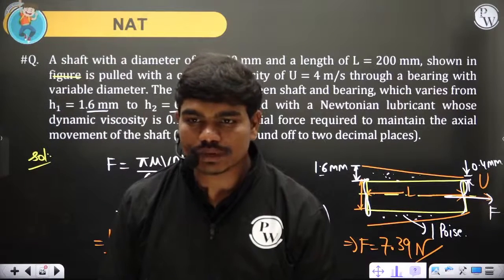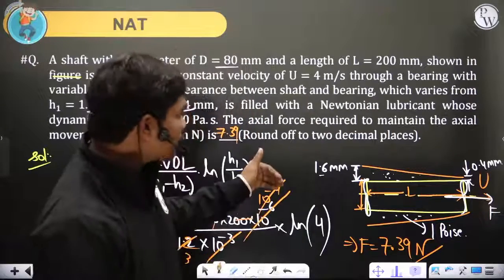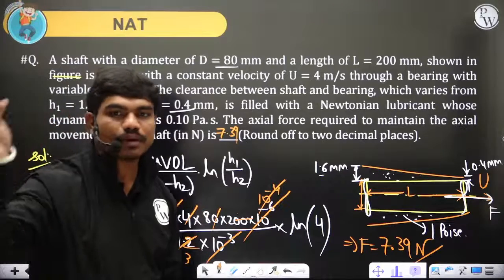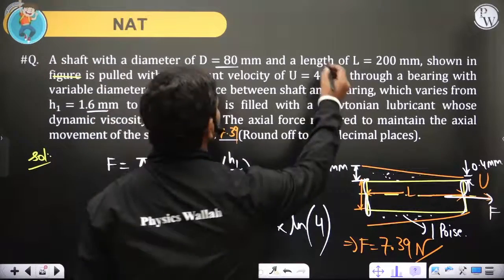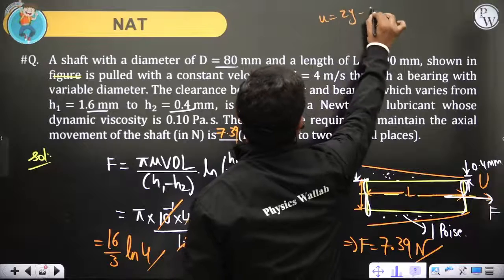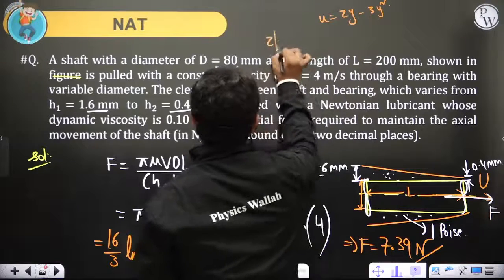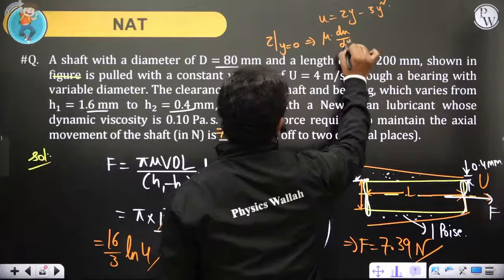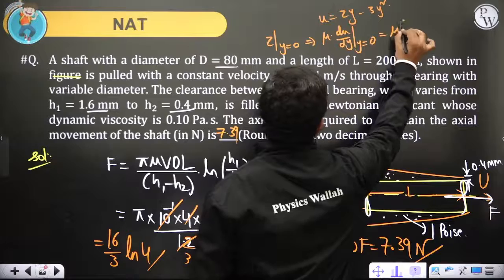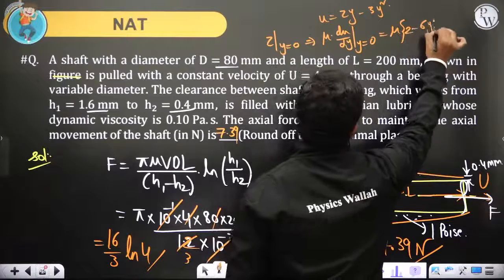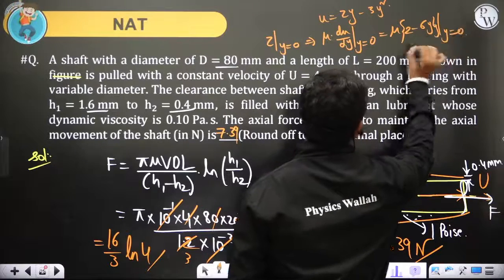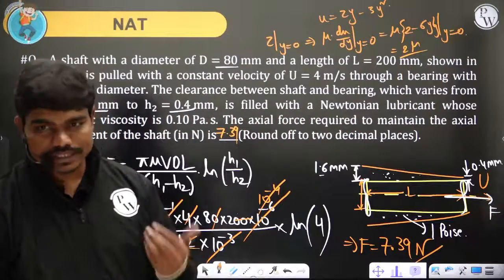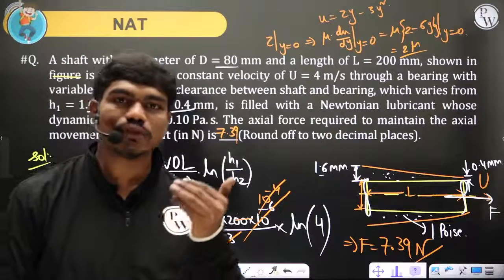If the velocity profile is parabolic, the same formula is used. When you calculate du by dy, you will get a linear function, so you have to put a particular value of y. For example, if I give you u equal to 2y minus 3y square and ask for the shear stress at y equal to 0, at the wall, then mu into du by dy is mu into (2 minus 6y), and at y equal to 0 you get 2 mu. That's how you do it. If you have parabolic or any profile, they will give you the value of y at which to calculate the shear stress.